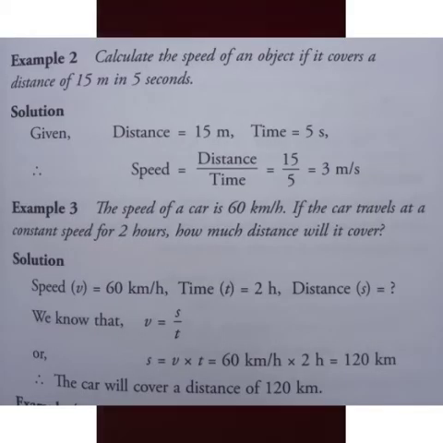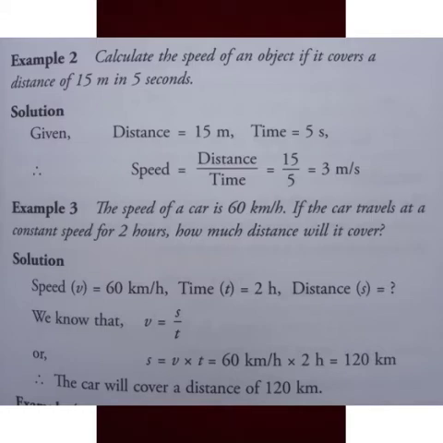Now see some numericals. The first one is: calculate the speed of an object if it covers a distance of 15 meter in 5 seconds. Here it is given distance 15 meter and time 5 seconds. So we have to calculate speed. We will use the formula distance upon time. So distance is 15 and time is 5. So we will get the answer 3 meter per second.